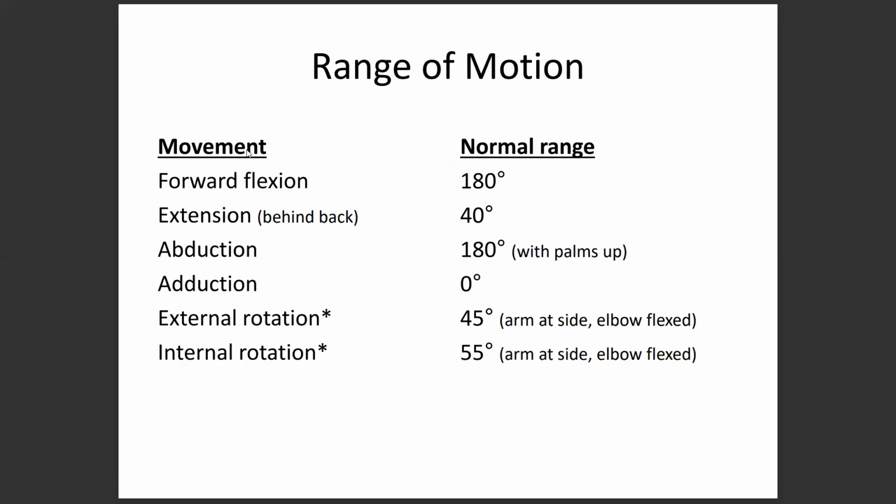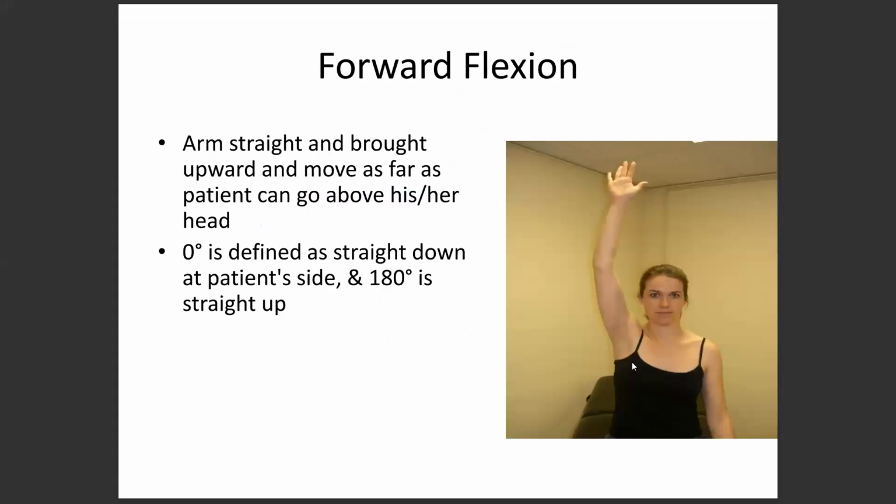For range of motion, flexion in the forward direction is 180 degrees, of which the glenohumeral contribution is only 120. Extension behind the back is 40 degrees. Abduction is 180 with palms up. Adduction is 0 degrees. External rotation is 45 degrees with the arm at the side and elbow flexed, and internal rotation is 55 degrees with the arm at the side and elbow flexed. That will be discussed in the next section, inshallah.